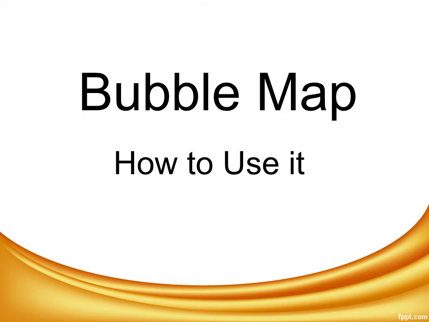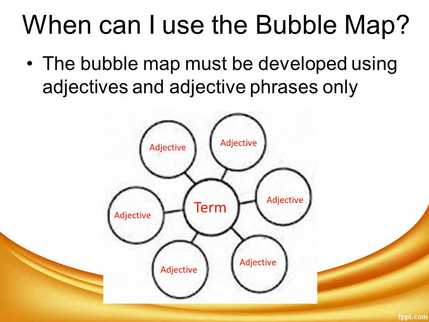In this video, I'll be discussing the bubble map and how to use it. The bubble map is a fairly simple map to create. It starts with a term in the center, and then you write adjectives around that term, draw a circle around the adjectives, and connect it to the term. This map is fairly simple because it only has one noun, and every other word on there should be adjectives or adjective phrases.